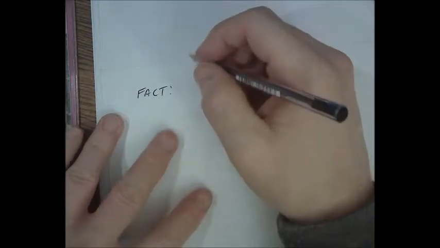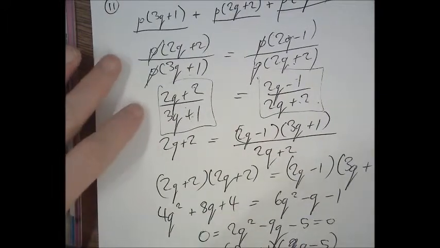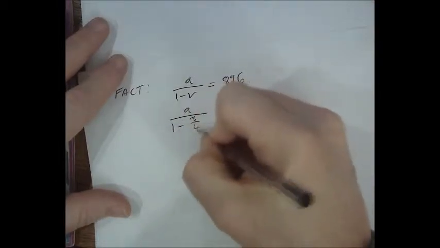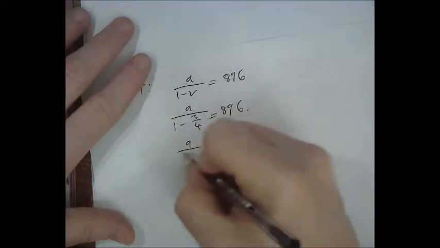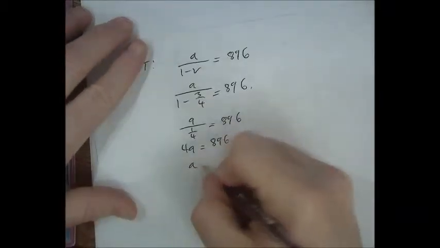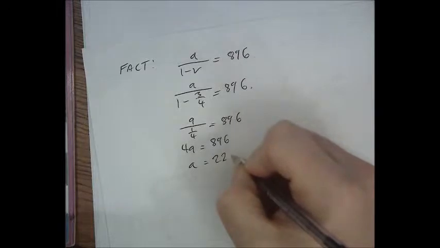Now, fact. Q equals 5, and the sum to infinity of the series is 896. So A over 1 minus R is 896. Do we know the first term? We don't know the first term, but we do know the R. If Q is 5, the R is 3/4. So A over 1 minus 3/4 equals 896. So A over 1/4 equals 896. So 4A equals 896. So A equals 224. Yep, 224.